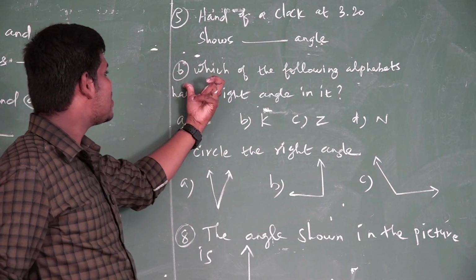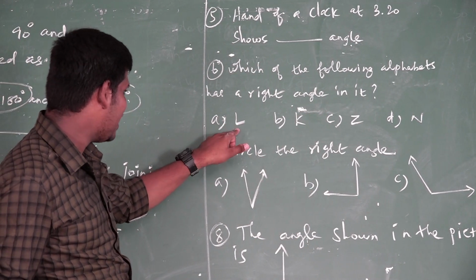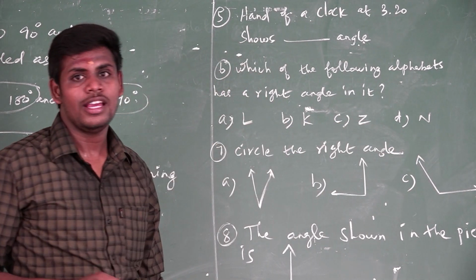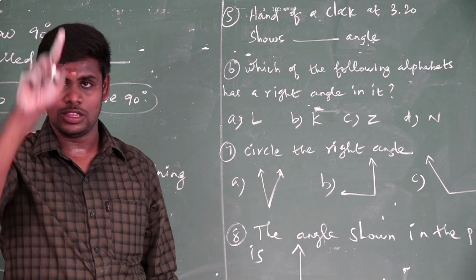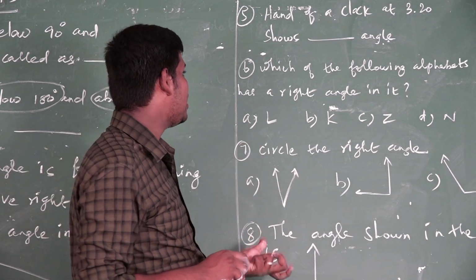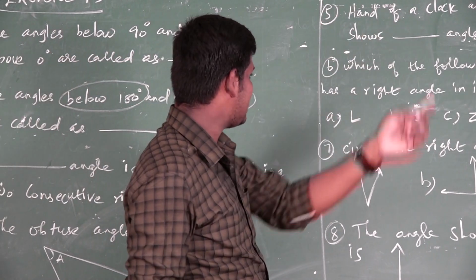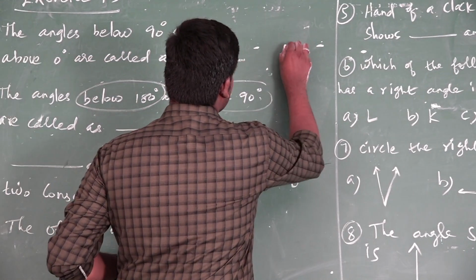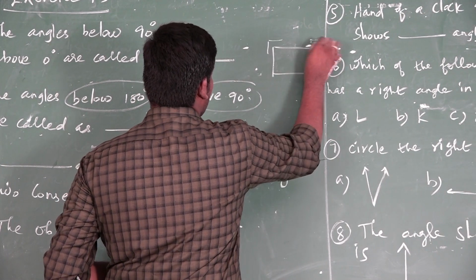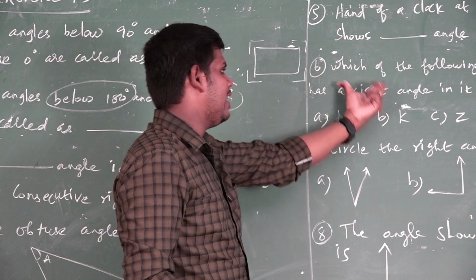So next, which of the following alphabets has a right angle? See, option A L, option B K, option C Z, option D N. We already drew a right angle. So this shape is called what? Right angle. So which letter? The letter L is a right angle. Here is another example also. For example, consider this is a blackboard. So listen, the 4 corners of the blackboard are right angles. So this also is a right angle. The blackboard is also an example of right angles.